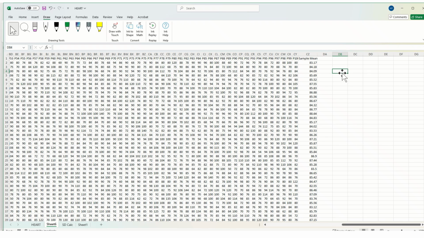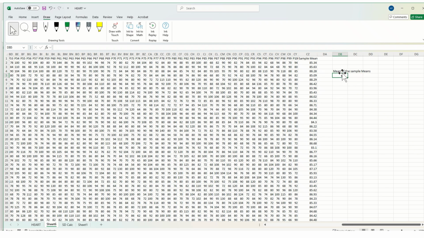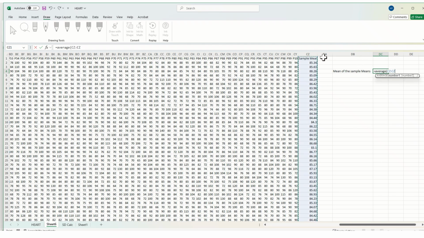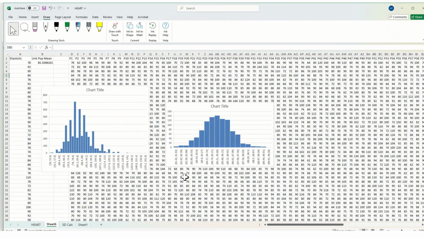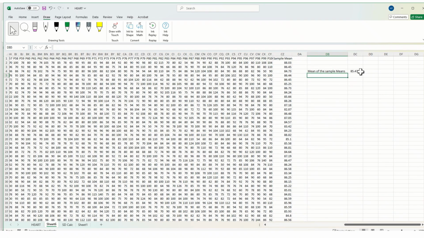So, the mean of the sample means. Because we have 1,000 sample means here, it is going to be the average of all these values, and we see that it is 85.4, very close to the unknown population mean, 85.35. We see that the mean is 85.47, almost the precise population mean.